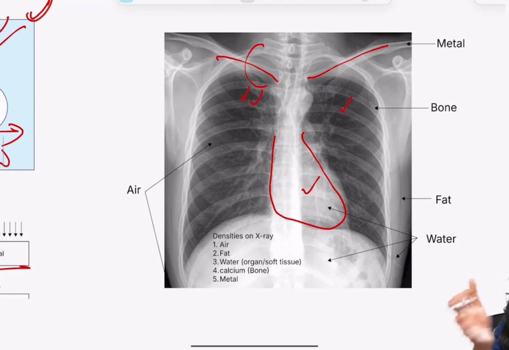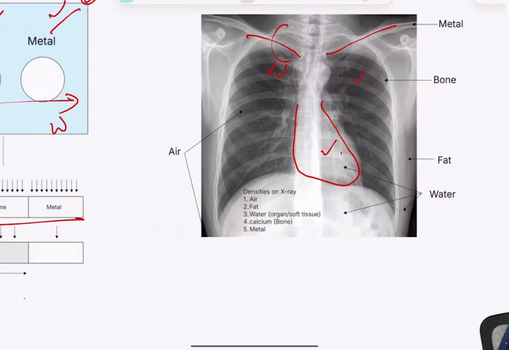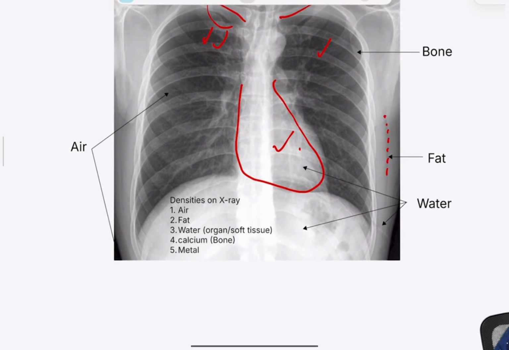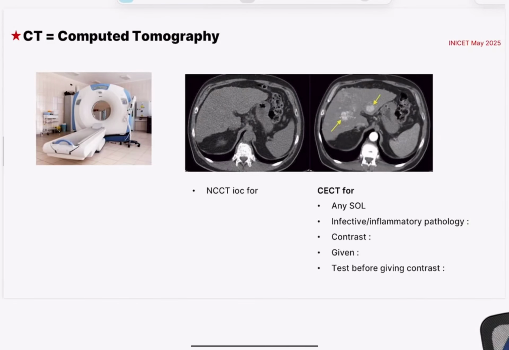In CT, the differentiation is very clear, water appears grey, but in X-ray, it appears white itself, right? So that is how you identify. And look at this fat, the subcutaneous fat here appearing dark, right? So fat also appears dark like air, but not as dark as air.